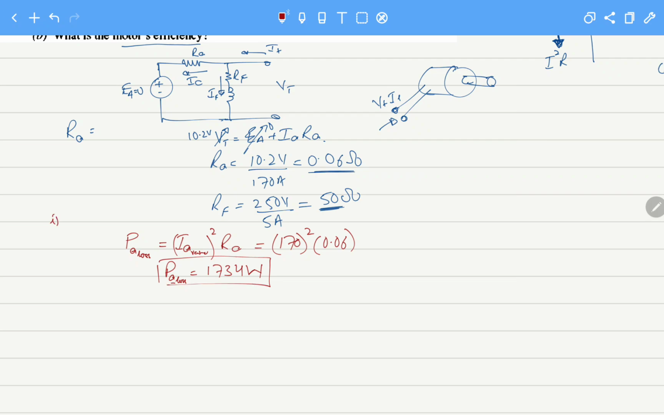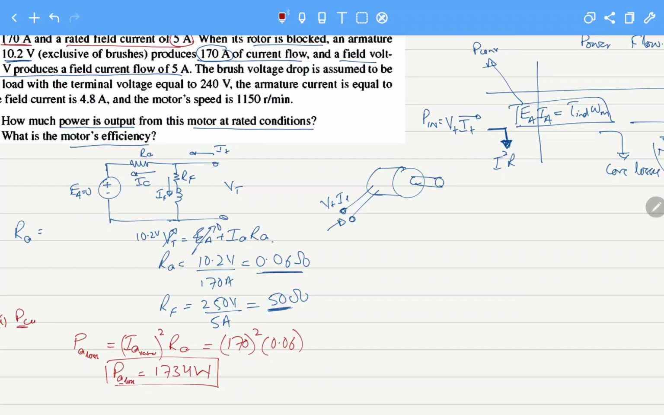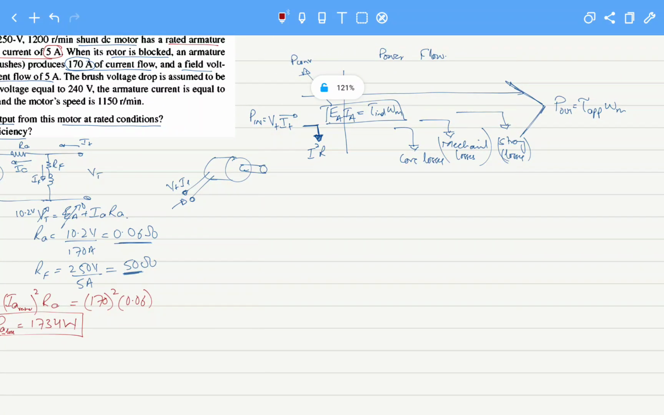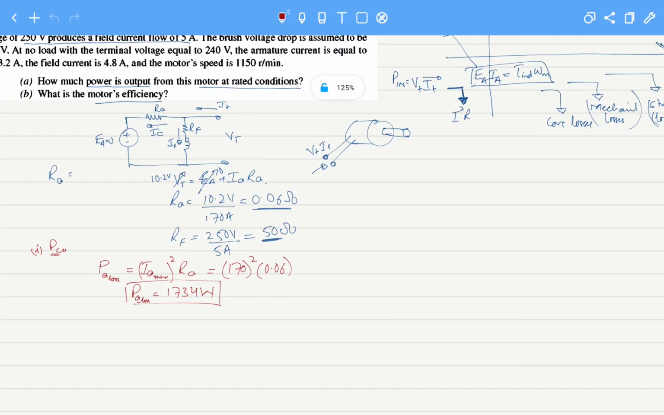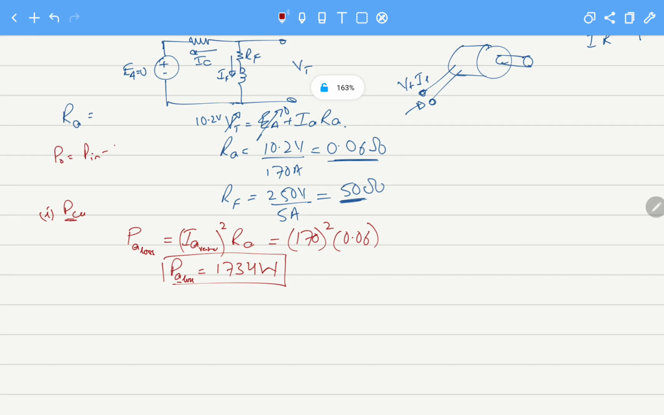Actually, we are calculating copper losses. We must remember this. And why are we calculating copper losses? We are trying to find how much power is output from this motor at rated condition. To calculate the output power, we have to subtract all the losses that exist inside the motor. So P out is equal to P in minus P loss, and we are calculating the power losses.